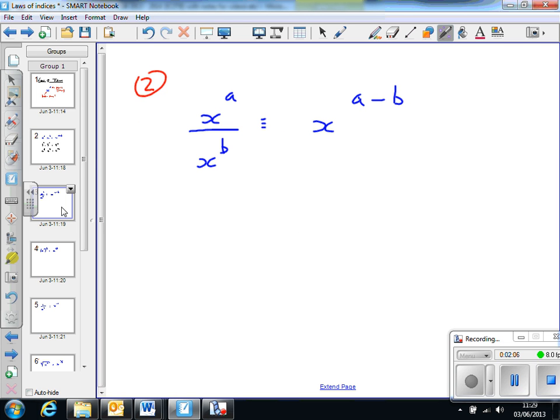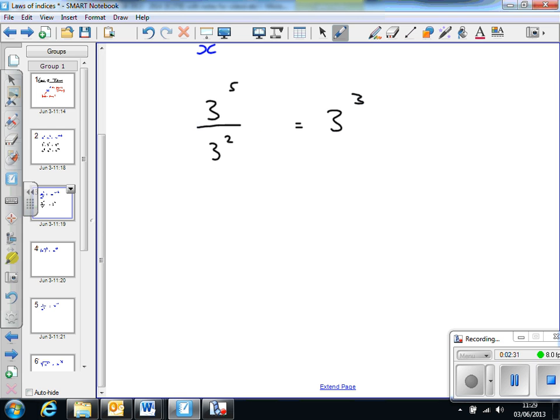The second law of indices, if I've got the base raised to the power a and you divide that by the same base raised to the power b, I subtract the powers. So for example, 3 to the power 5 divided by 3 to the power 2, or 3 squared, is 3 to the power 5 minus 2, which is 3 cubed.